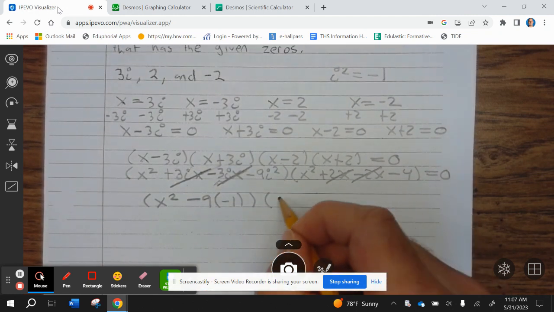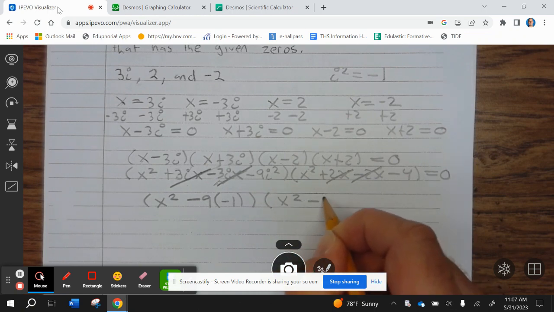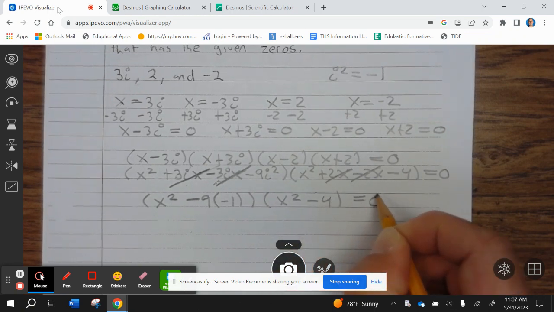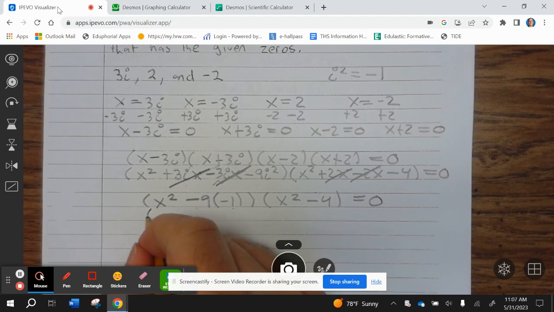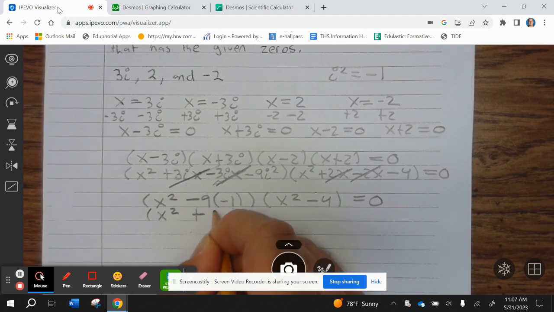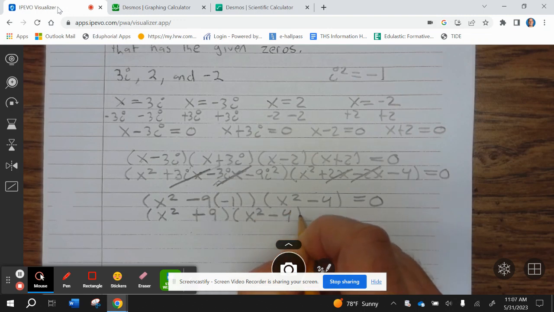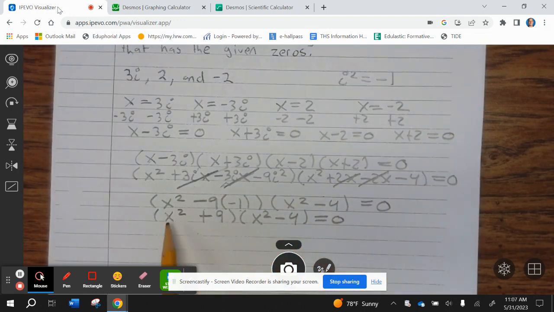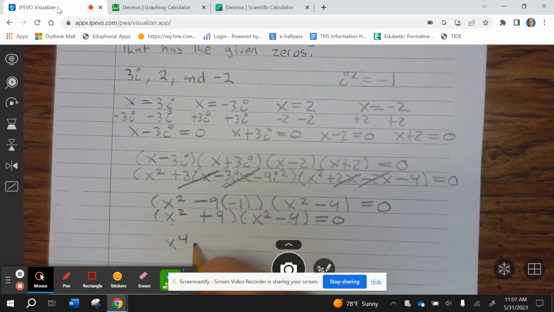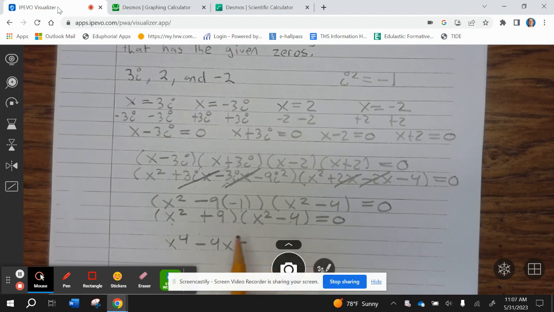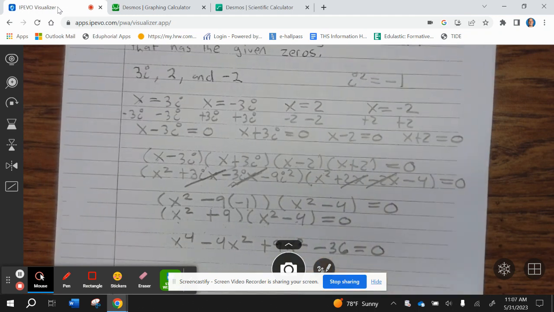Okay. And then x squared minus 4 equal to 0. Negative times negative is positive, so you have x squared plus 9 times x squared minus 4 equal to 0. Now we FOIL. X squared times x squared is x to the 4th. X squared times negative 4 is minus 4x squared. 9 times x squared is plus 9x squared. 9 times negative 4 is minus 36 equal to 0.